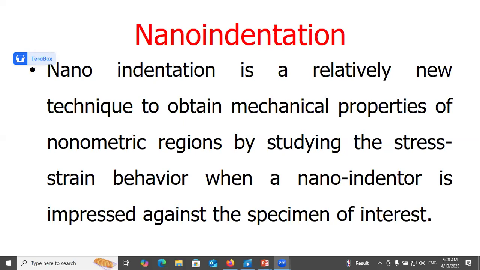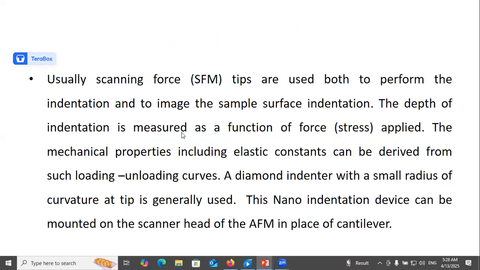Okay, nano indentation is a relatively new technique to obtain mechanical properties of nanometric regions, by studying the stress-strain behavior when a nano indentor is impressed against the specimen of interest. Usually, scanning force tips are used both to perform the indentation and to image the sample surface indentation.